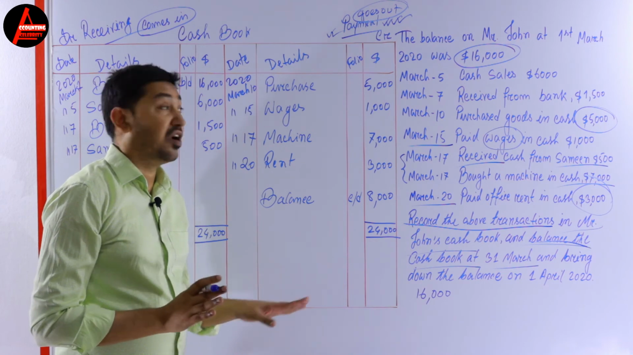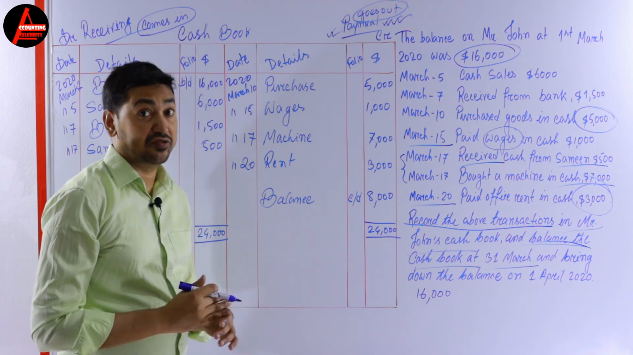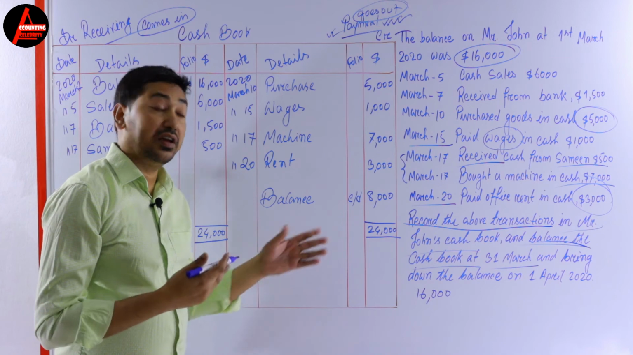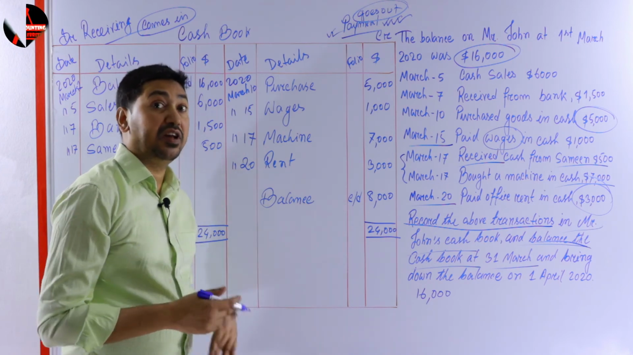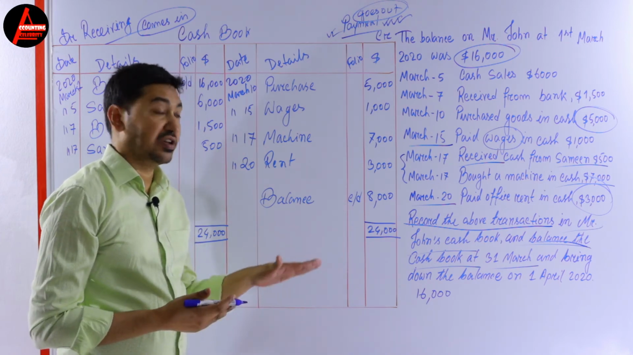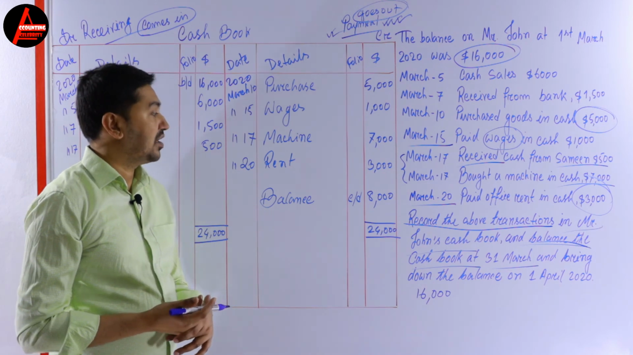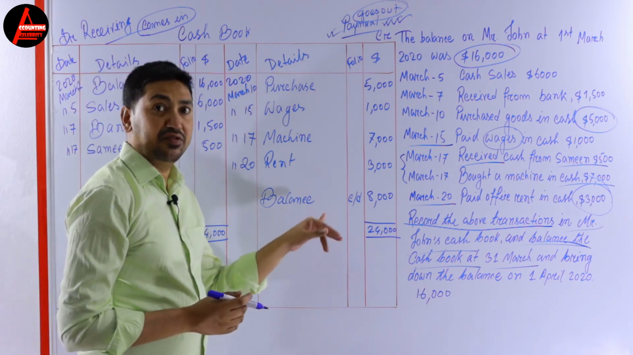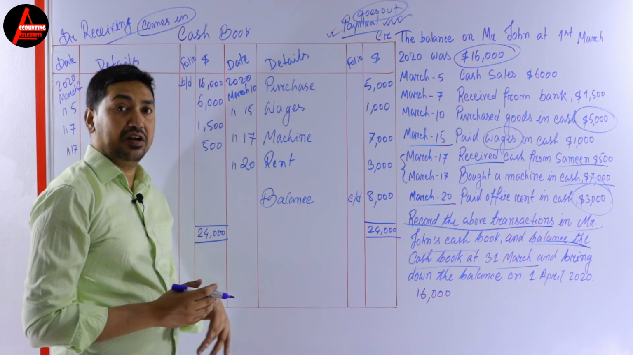I will not draw this column here. It is not okay actually. This column is a part of this format. So obviously you should draw this column as well. Okay, so this is balancing. We got this balance, $8,000.